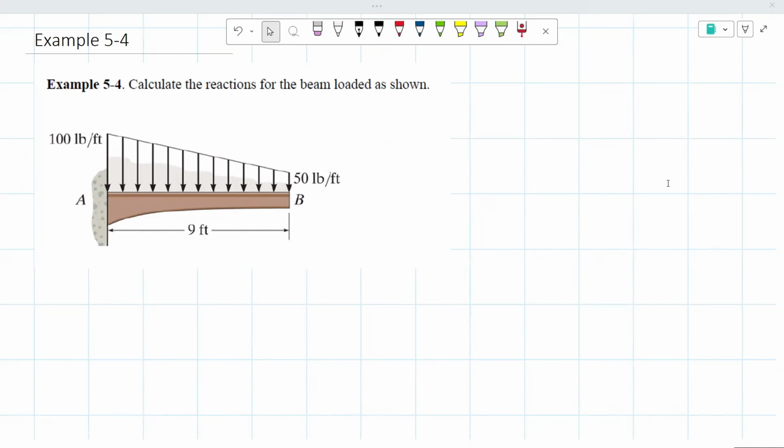Hello everyone, today we're going to be working on example 5-4 and this example is asking us to calculate the reactions for the beam loaded as shown.